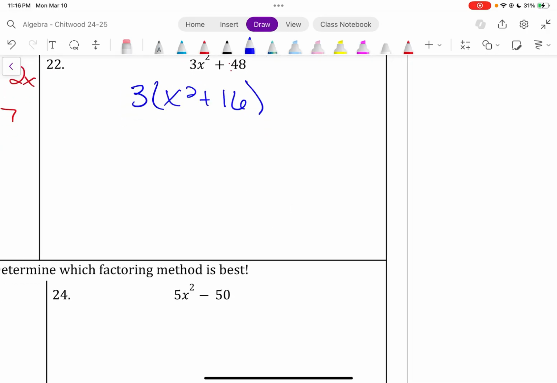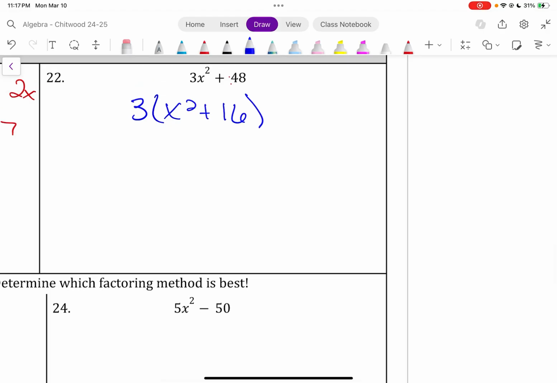Now your brain might think, oh, this is a DOTS problem. I cannot make this a DOTS problem. It is not a difference. I'm adding it. That means this right here cannot be factored anymore. I am done right now. So that, we're done with it just like that.